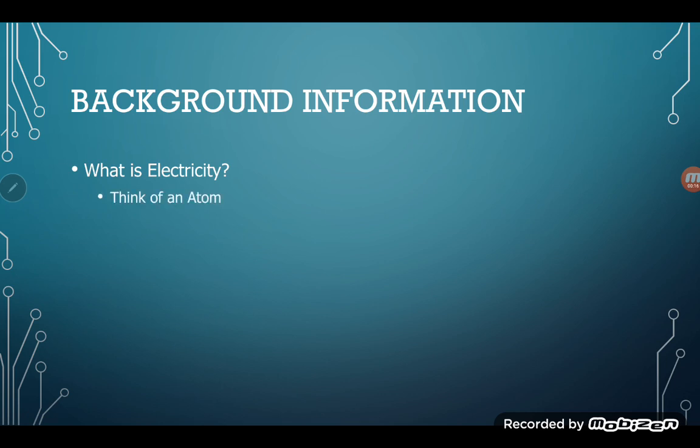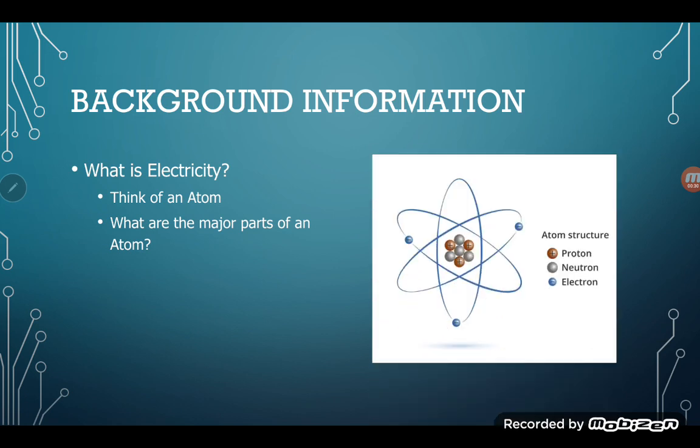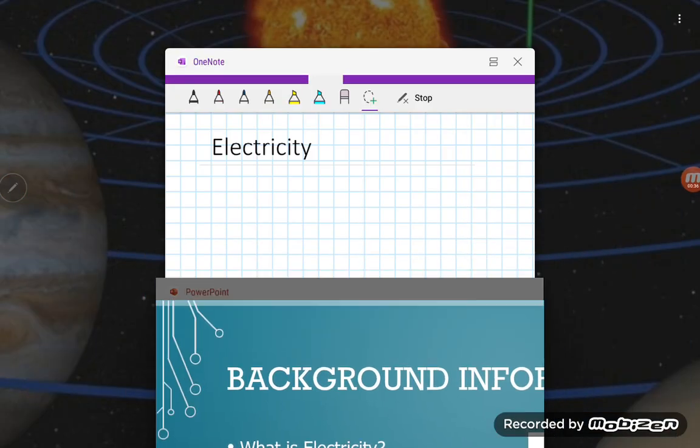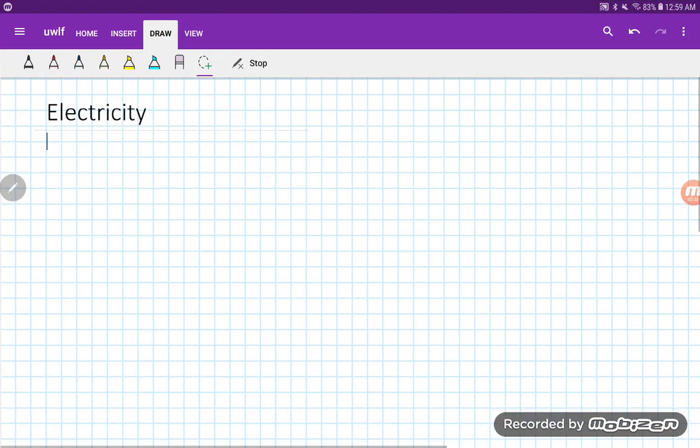Okay, now, let's think of the atom. But let's actually think of the major parts of the atom. Now, think about that. Here's a picture of an atom. As you can see, the major parts, the protons, neutrons, and electrons. Now, let me give you a really fast diagram of the atom.